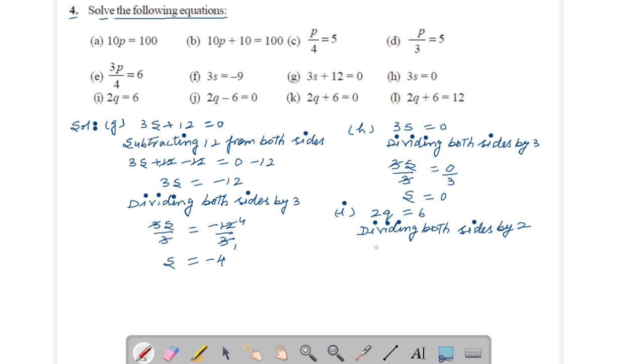What will you get? 2q upon 2 equal to 6 upon 2. Here 2 is cancelled by 2. What is left? q equal to, here divide 6 by 2. 2 ones are 2, 2 threes are 6. You will get q equal to 3. This is your solution.